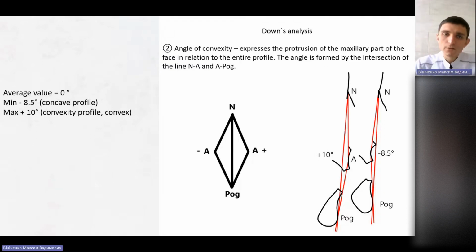On this picture, if it is plus 10, we can say that the maxilla is protruded and the mandible is retruded. If the angle of convexity is minus 8.5, we see that the mandible is protruded and the maxilla is retruded. So in the first case, the patient could have a skeletal class 2 pathology. In the second, the patient could have a skeletal class 3 pathology.